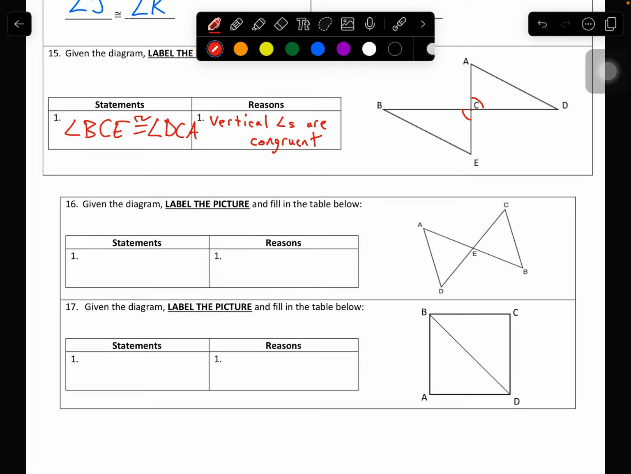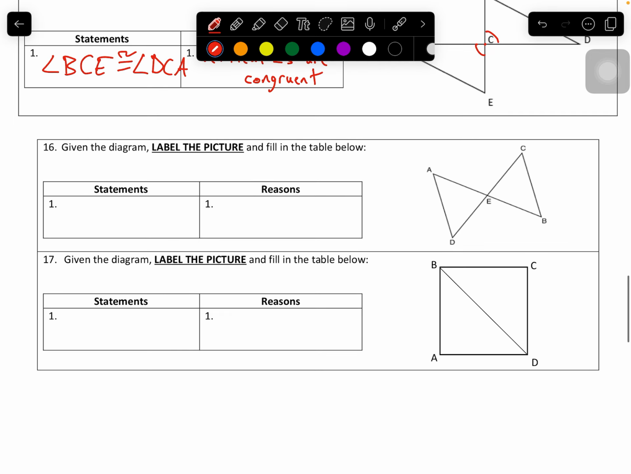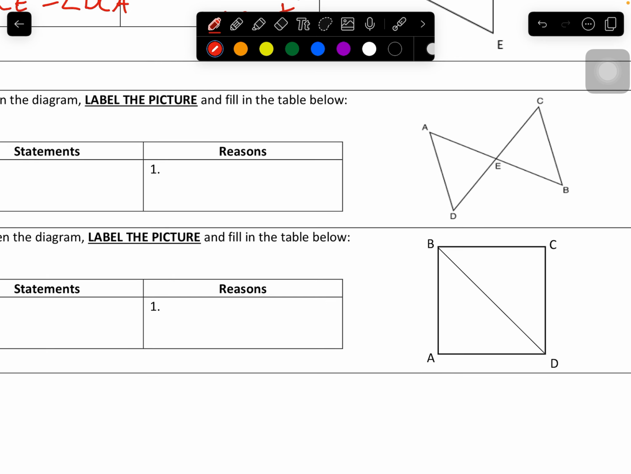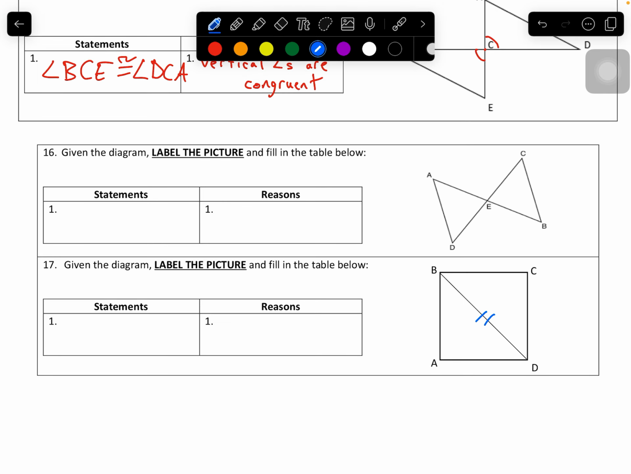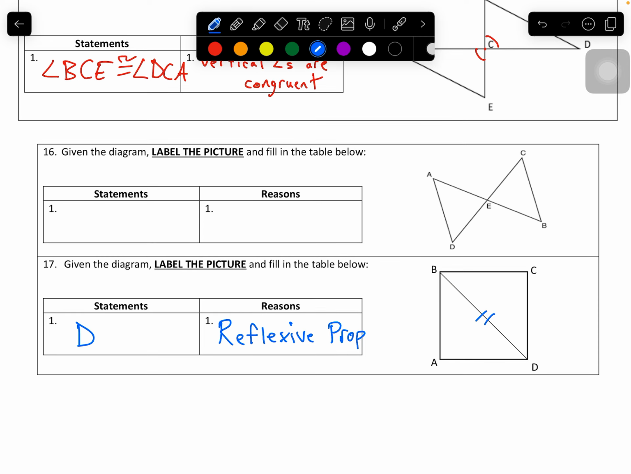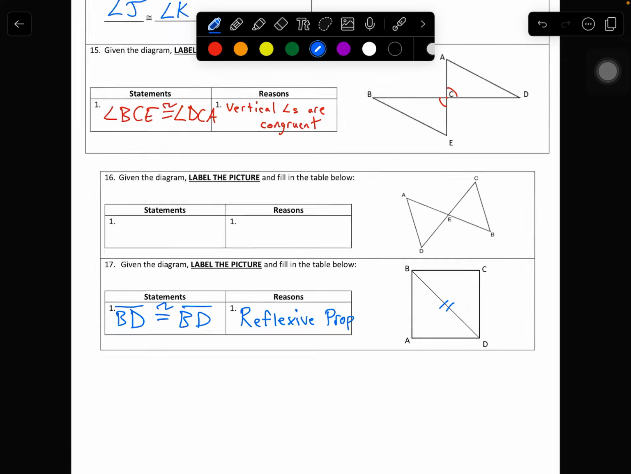Okay. 16 is the same. 17 is pretty much the same, but this one is the reflexive property. So you'd mark those. Please do not forget to mark your picture. Okay. So then that's the reflexive property. And then that means that the same side, BD, is equal to itself. Like that. Okay? All right, there's your study guide.